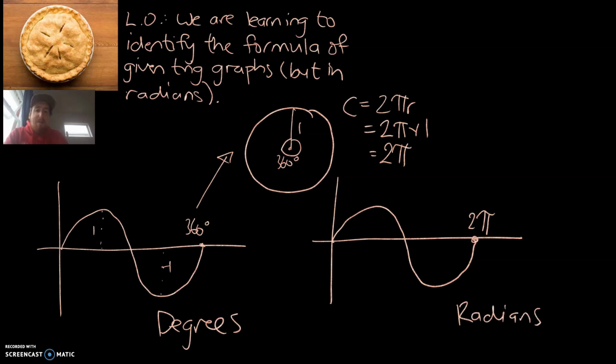And then, like other parts, the halfway point of our degrees graph, well, that's 180 degrees, and half of 2 pi is pi. The peak of that sine graph, well, that would have been 90 degrees, or a quarter. So that would have been 2 pi divided by 4, which comes to pi over 2. And that point there, well, that would have been 270 degrees, which would have been 3/4 of 2 pi, which is 6 pi over 4, which comes to 3 pi over 2. So that's the difference between degrees and radians.